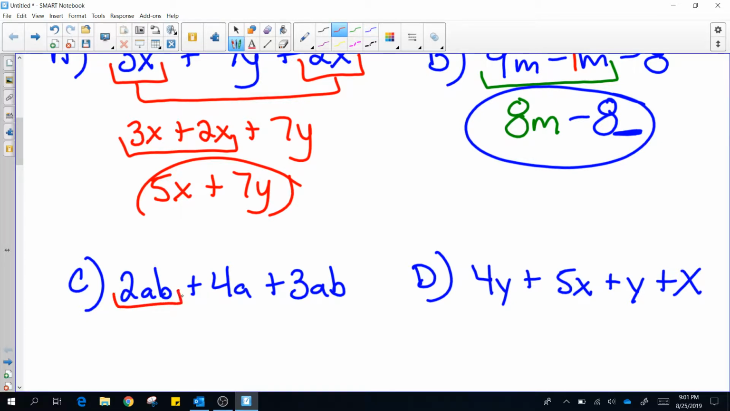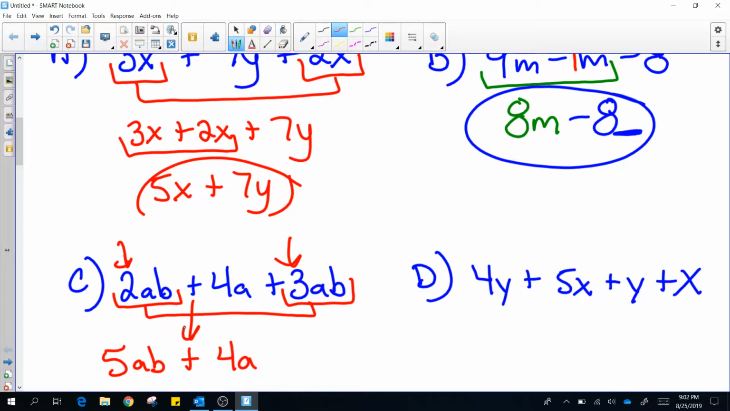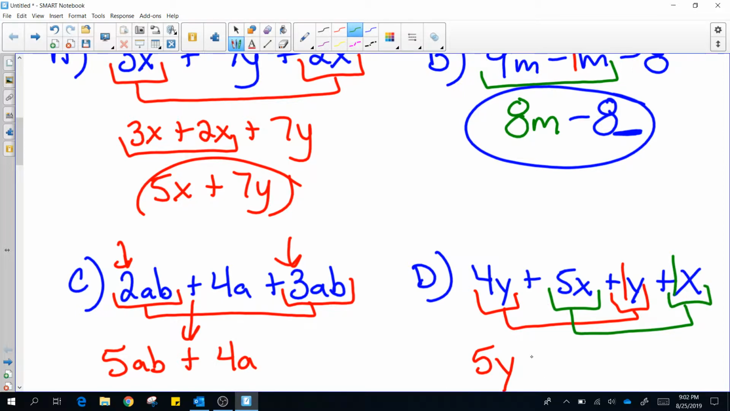Okay, so here I would say that these are like terms. So I've got a 2 plus a 3 makes 5AB. And then I just keep the 4A. Notice that I keep the addition between them. Over on D, I've got a 4Y and a 1Y. So those can join together, making it 5Y. And then here, I've got a 5x and a 1x, which can also join together, making it 6x. Okay. All right. Okay, so now we are going to get into some basic solving.